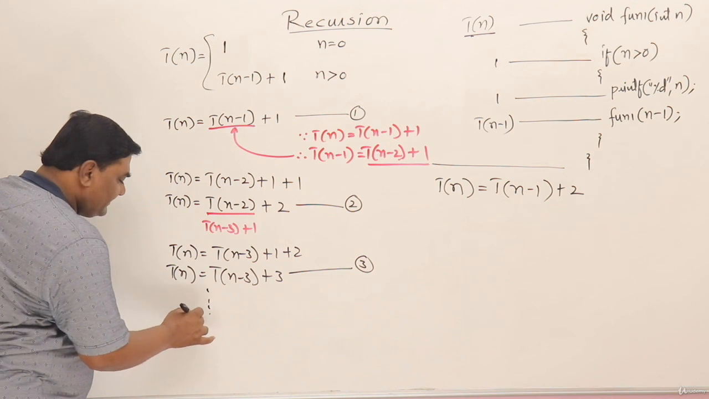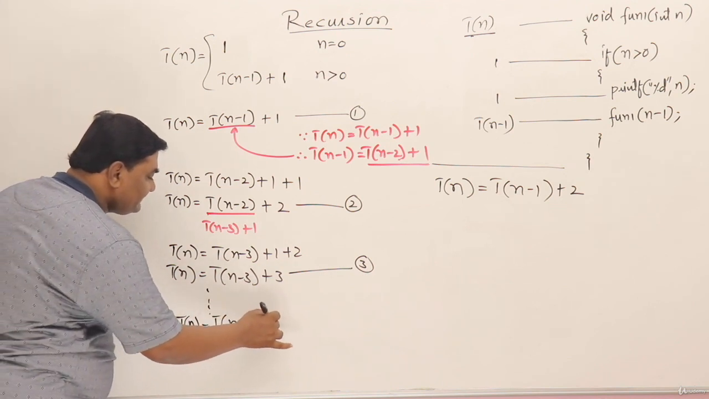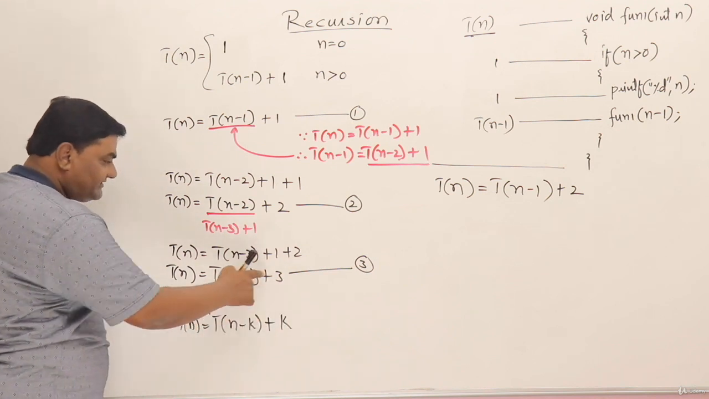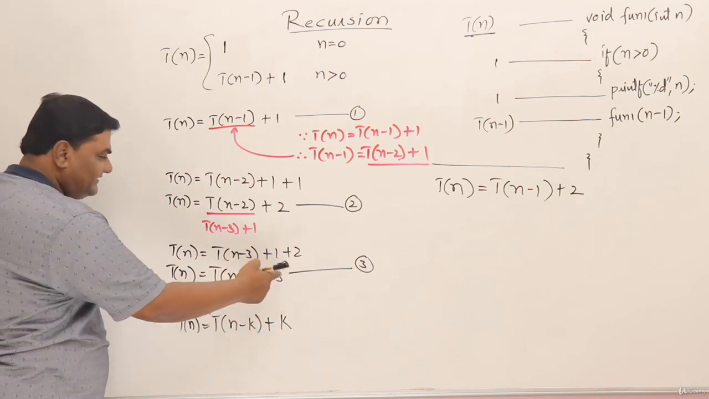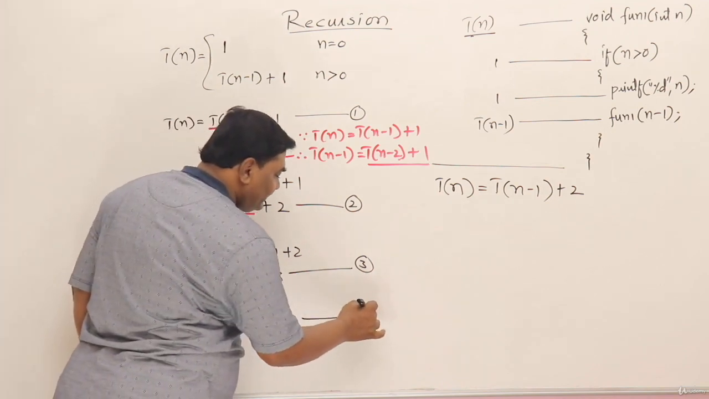So k times: T(n-k) + k. Because this was 3, so this is also 3. If it is 4, then this will be 4. If this is k, then this will also be k. So that is the fourth equation I got.